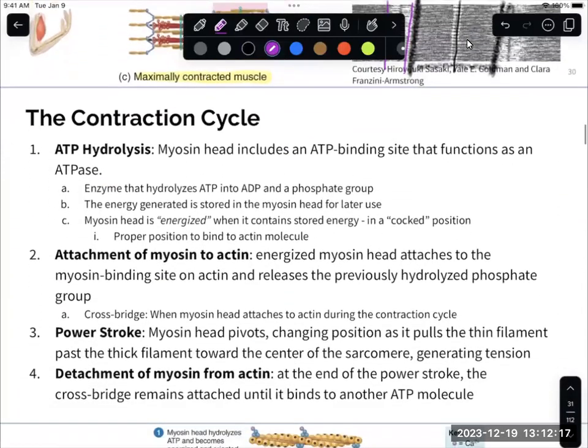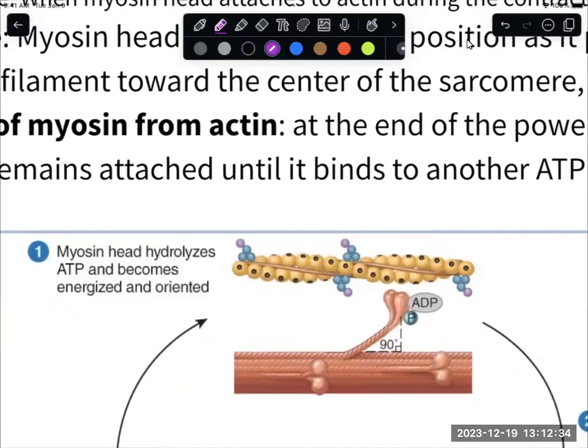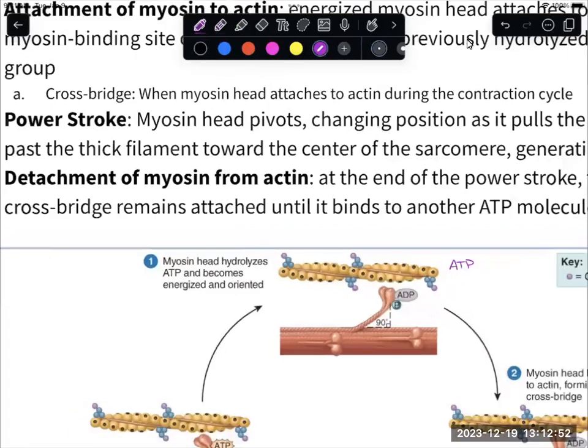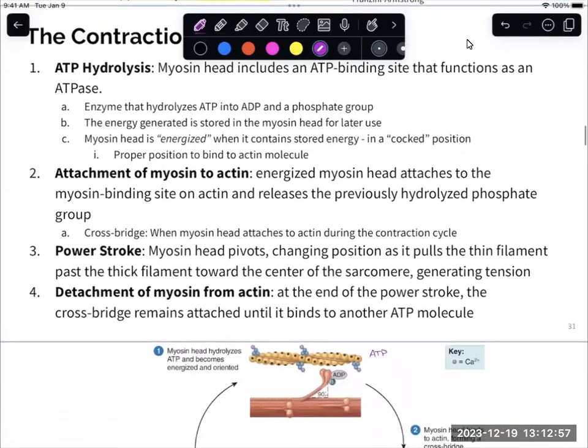So let's go through step by step how this happens. Paige puts it in words. I'm going to go through pictures. So those myosin heads hydrolyze ATP. What they're going to do is take this ATP and use this ATPase enzyme.